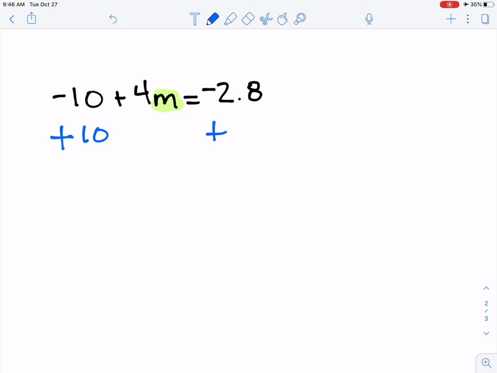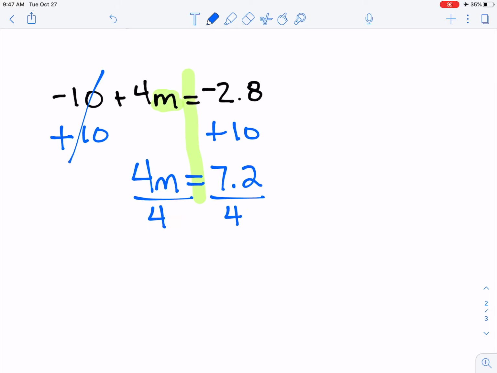And I'm going to do that on both sides. Again, remembering that my equal sign is kind of my middle, my balance there. Minus 10 plus 10 makes 0, and it cancels out. I bring down my 4m, and that's going to equal, well, negative 2.8 plus 10 is going to give me 7.2, or 7 2/10. So in this next step, I have to divide both sides by 4. 4 is being multiplied by m, and to undo multiplication, we divide. So if I divide by 4 on both sides, I get m equals 1.8, or 1 8/10.